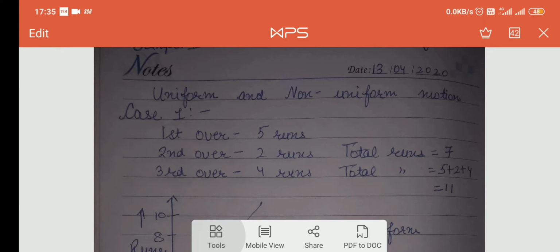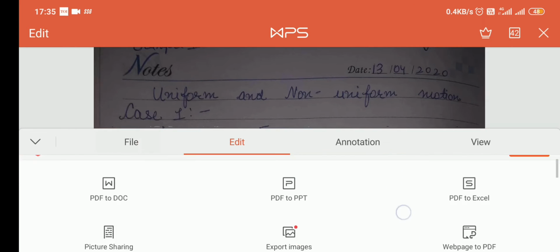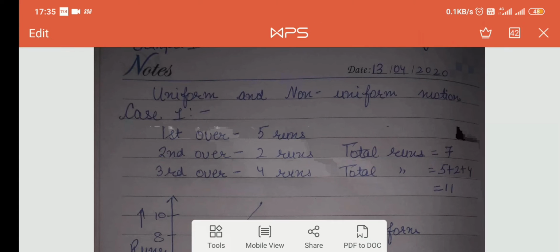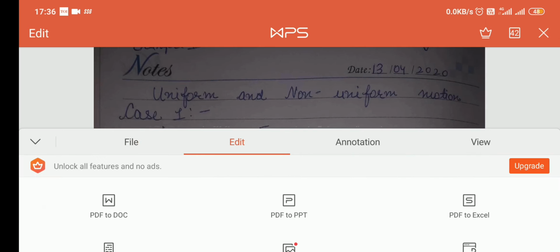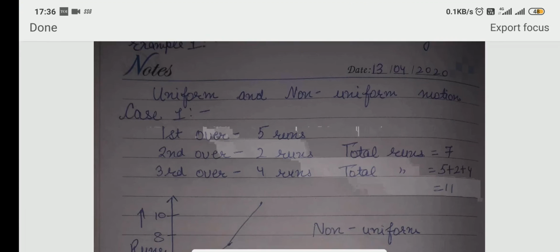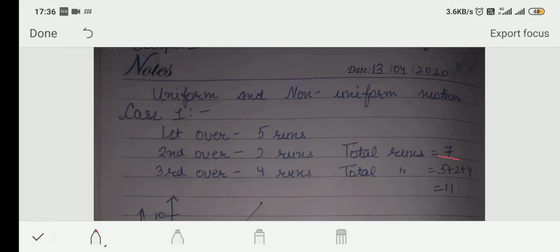So, in the second over, total runs are 7, and in the third over, total runs are 11. 5 plus 2 plus 4, which is equal to 11.